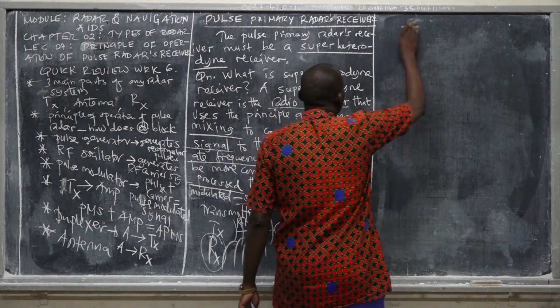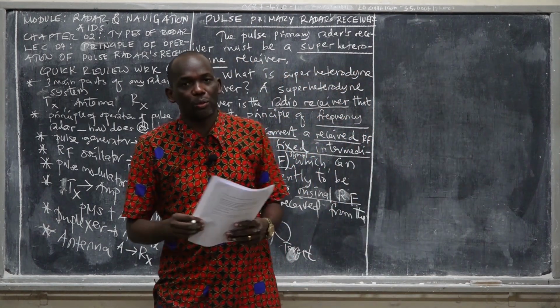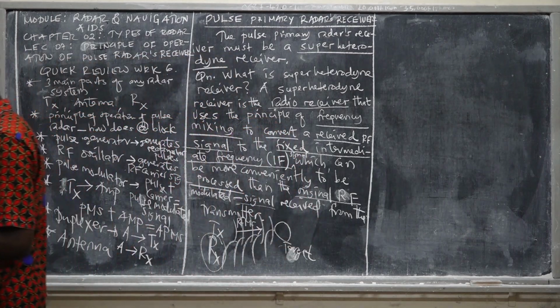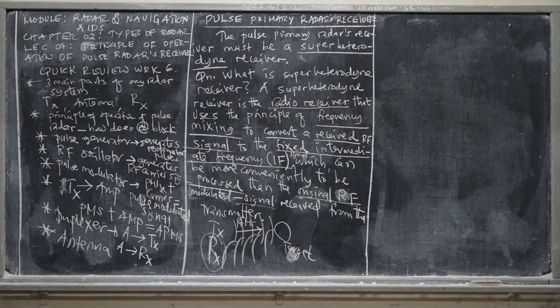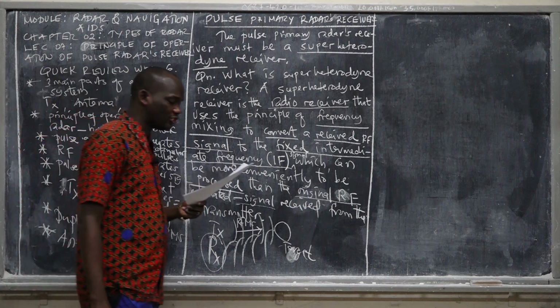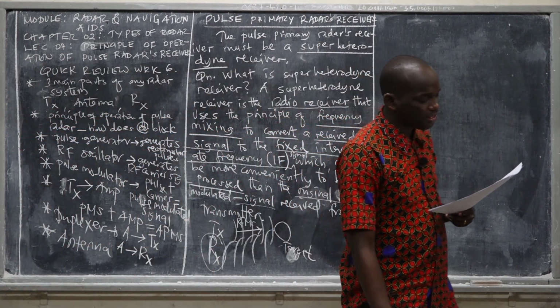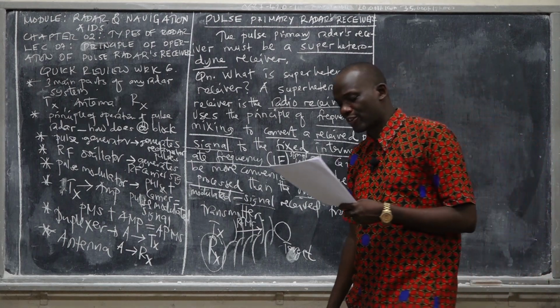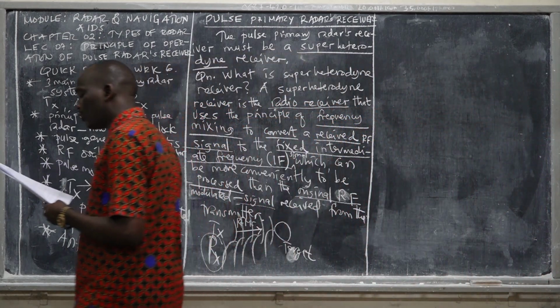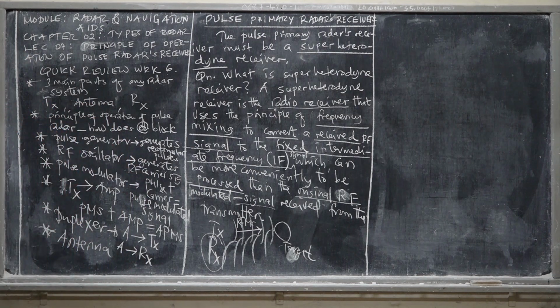Then let us go back to our general block diagram. Refer to your general block diagrams of the pulse primary radar. We discussed 6 blocks. The first one, pulse generator. The second one, RF oscillator. The third one, pulse modulator. The fourth one, transmitter unit. The fifth one is the duplexer. Then the next one is the antenna, where we have transmission and reception. So how many blocks remain for the receiver?